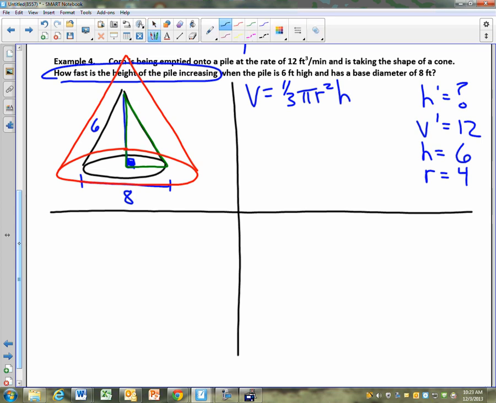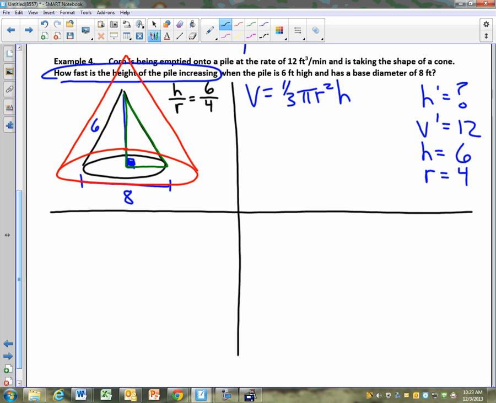So I'm going to do a little trick here. I'm going to set up a proportion. The height of the cone divided by the radius of the cone, that's going to always remain at that constant proportion. What is the current height of the cone? 6. What is the radius? 4. I can now solve for the variable. Which one do I want to get rid of here?